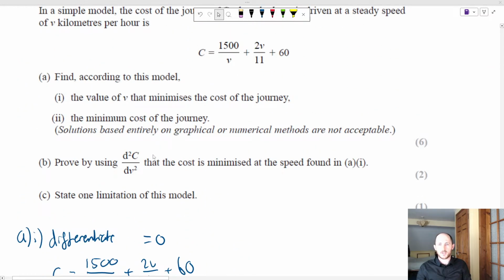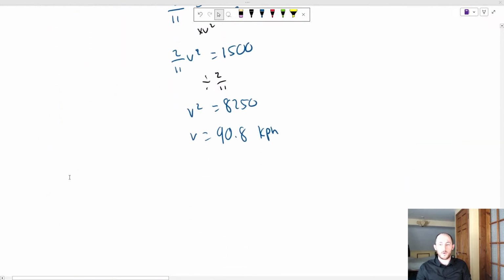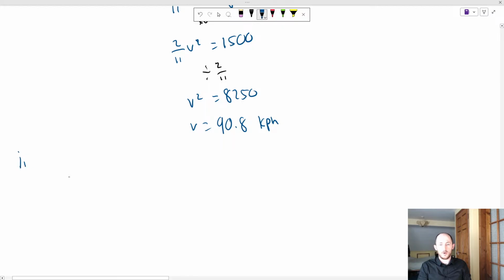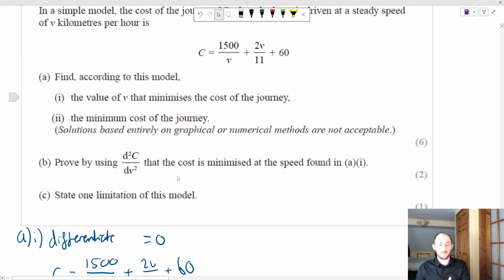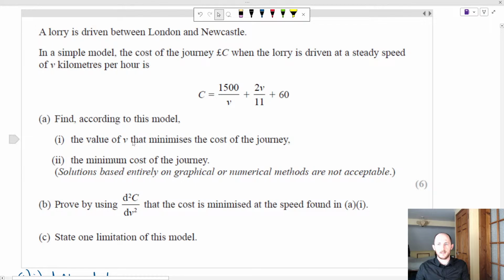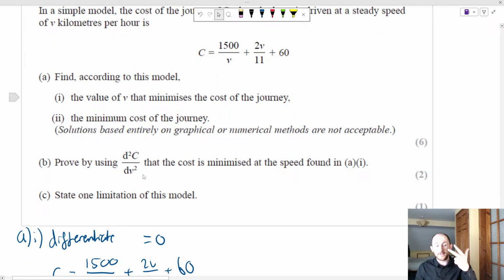Boom. Part 2, therefore work out the minimum cost. Well, this is nice and easy. All you do, and by the way, the structure of these questions is the same. Okay? It's the same. The structure always works like this. When you get a model and they ask you to find the value that minimizes, then they say find the minimum. Then they say prove it's a minimum. Then they say limitation. This is the structure every single year.